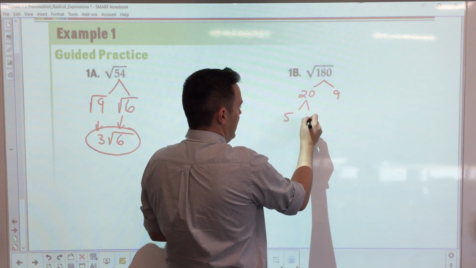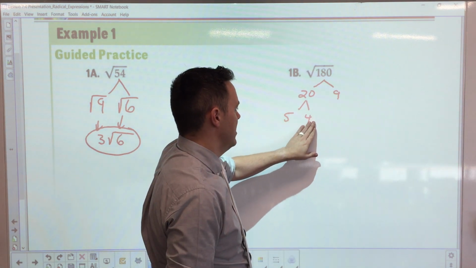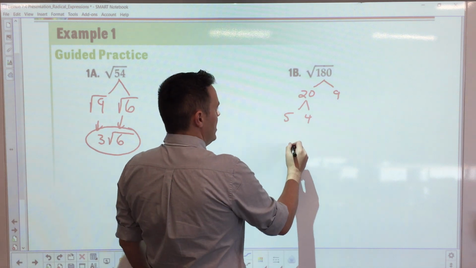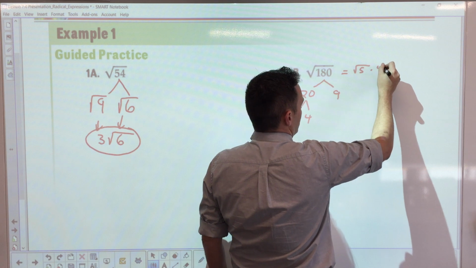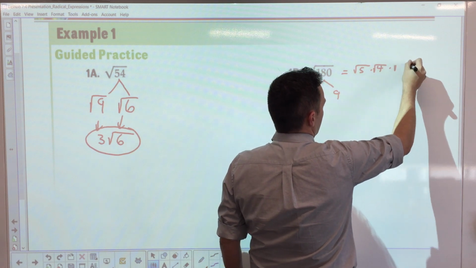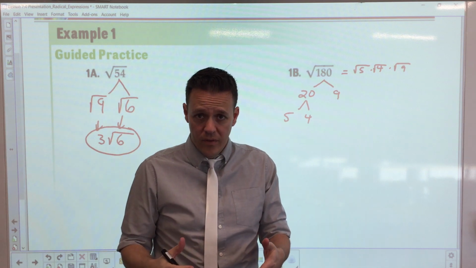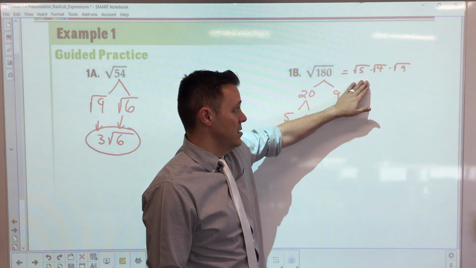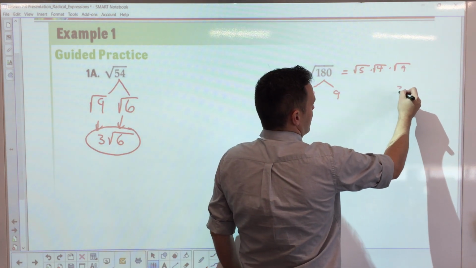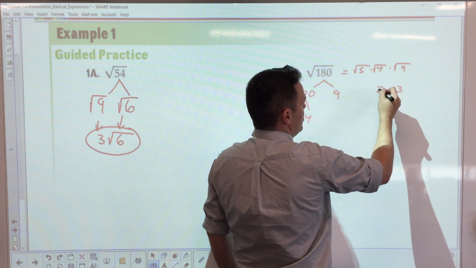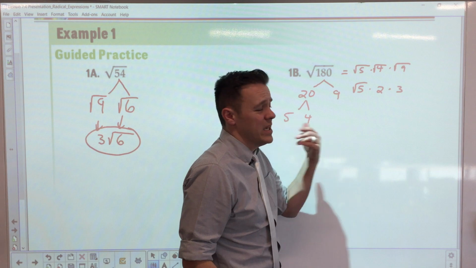2, 5, and 4. All right, so now I'm at a point, ladies and gentlemen, where I have 2 perfect squares here, and then I just have a 5 left over. So remember, this is going to equal square root of 5 times the square root of 4 times the square root of 9. And then you have to ask yourself, can you solve this? Yes, you can simplify it. What is the square root of 9? It is 3. The square root of 4 is 2. And the square root of 5, we don't know, but we know we can't make it any smaller, so we have to leave it like that.